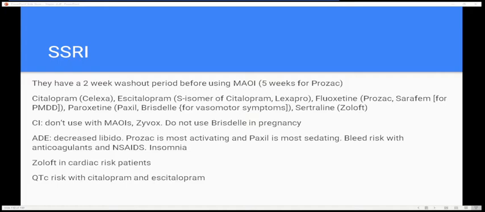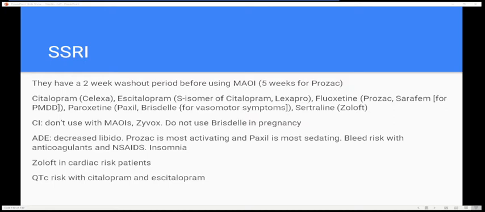But the drugs are citalopram, which is Celexa, escitalopram, which is Lexapro, fluoxetine, which is Prozac or Sarafem, paroxetine, Paxil or Brisdelle, and then sertraline, which is Zoloft. Again, don't use them with MAOIs or Zyvox. Zyvox is linezolid. It is a drug that is used to treat gram-positive infections. So, something to keep in mind there.